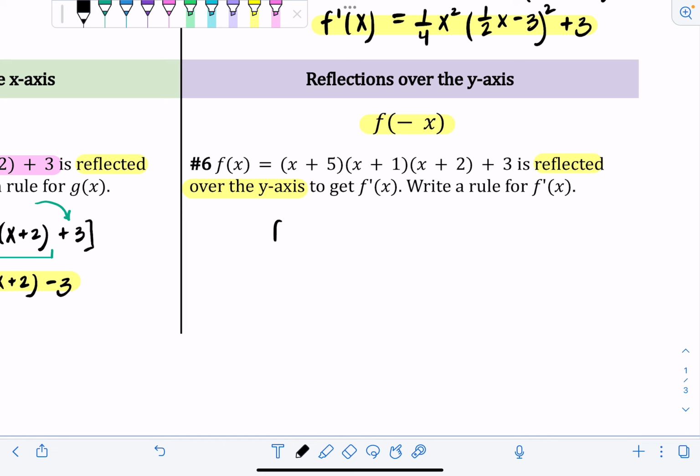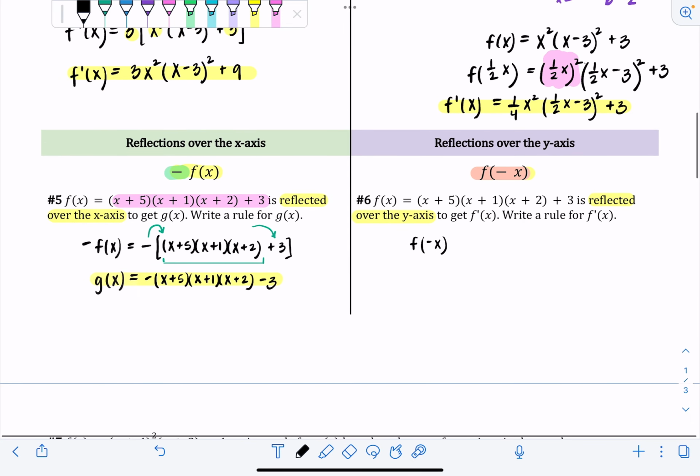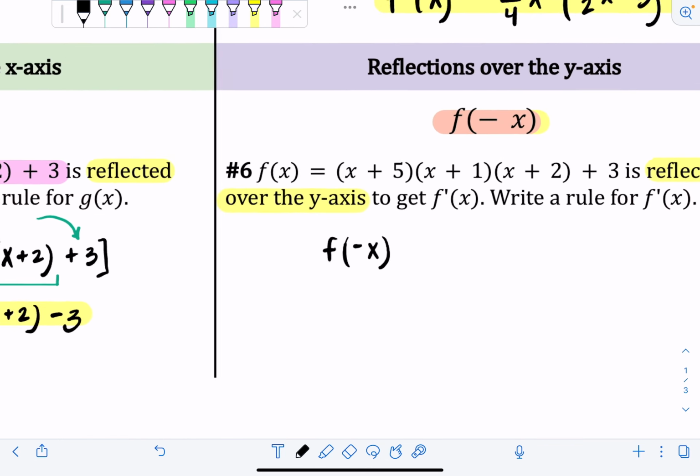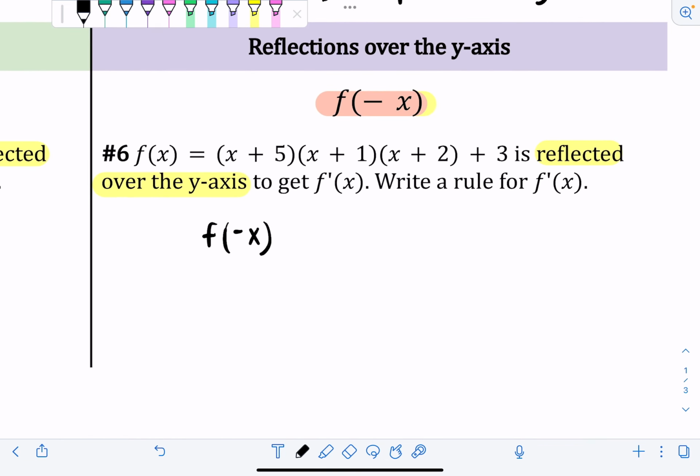Sorry, I was getting ahead of myself. I'm going to backtrack and use this formula. So f of negative x. So for number 6, the negative out in front meant that we multiplied a negative throughout the entire function. The negative inside of the parentheses means that we have to switch out all of our x's for negative x's. So same thing as horizontal translations and horizontal dilations.